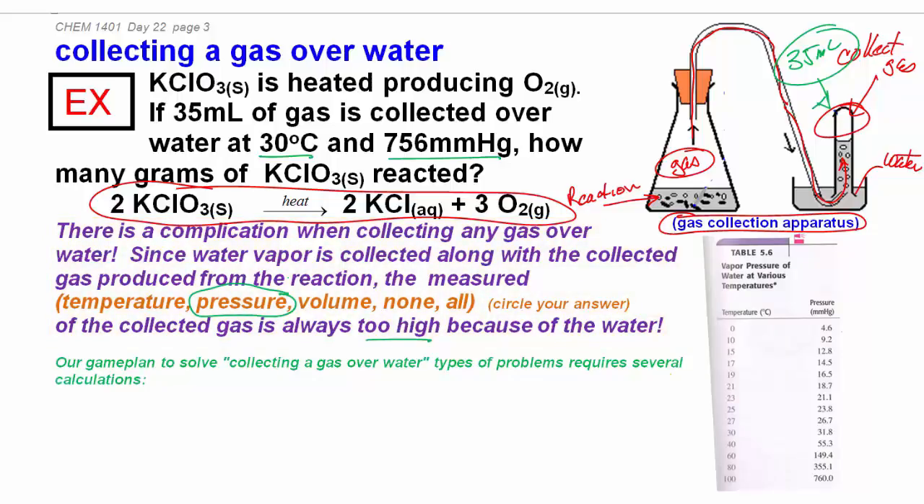So to solve these problems, there's several calculations involved. So here's one calculation. PV equals nRT. So if we knew the pressure due to the oxygen, we could find the number of moles of oxygen. Then with the number of moles of the oxygen gas, we can use the mole bridge from our reaction and get the grams of potassium chlorate.